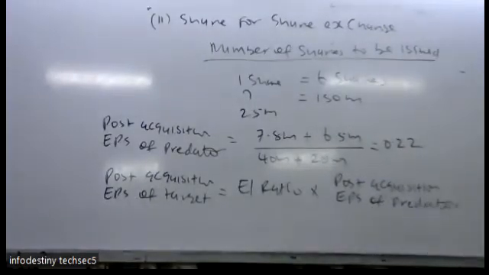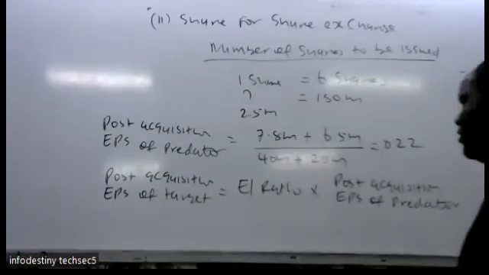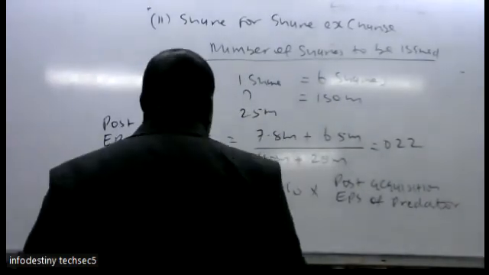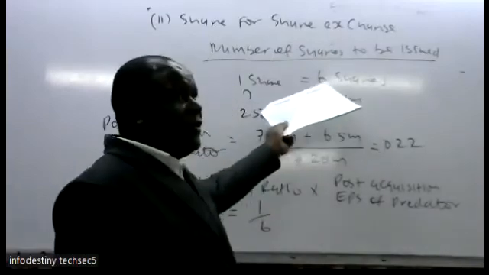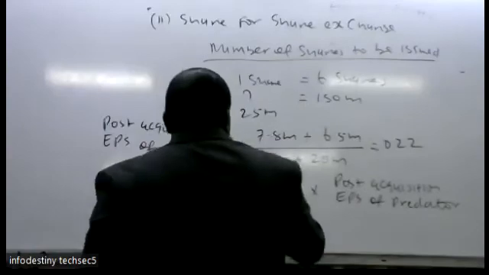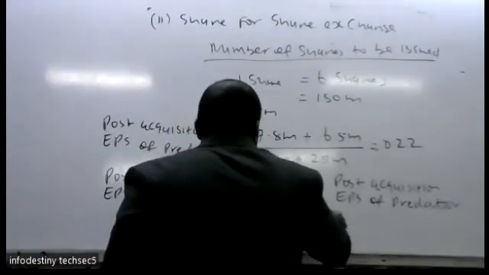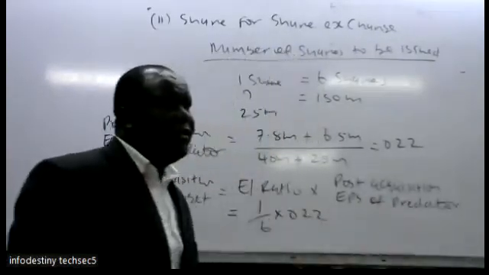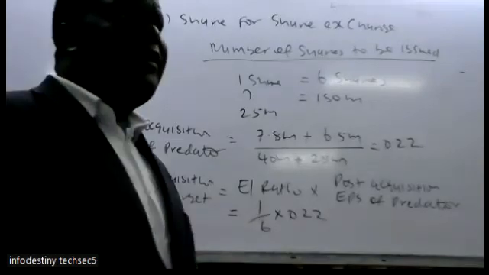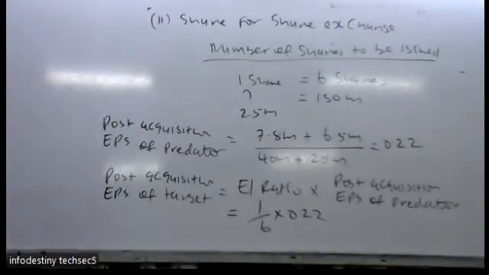You simply take the exchange ratio multiplied by the one for the predator. So the exchange ratio is 1 divided by 6, it is 1 to 6. Then multiplied by 0.22, the one that we have just calculated. So for anything for the target, you simply take the exchange ratio multiplied by the one for the predator.